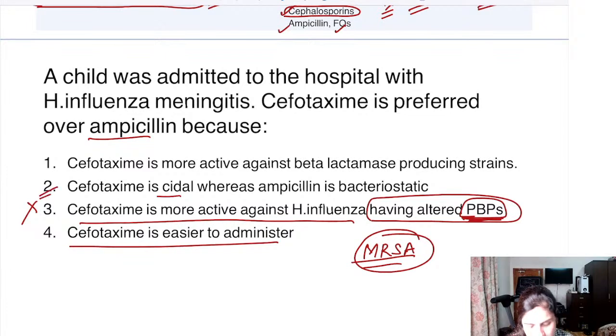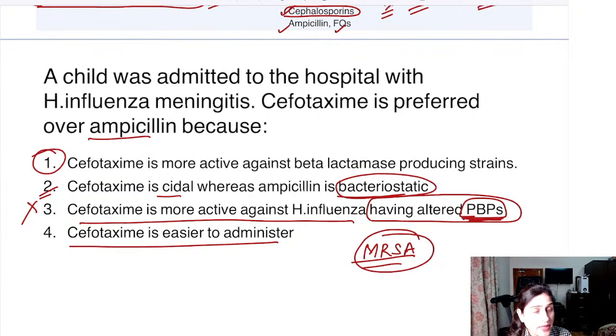The second option is cefotaxime is cidal and ampicillin is bacteriostatic. That is also wrong, because all cell wall synthesis inhibitors, they are cidal. Static, they are not static, they're all cidal. So first option is left with us, which is cefotaxime is more active against beta-lactamase producing strains. That is the correct option, because these cephalosporins work against these organisms which are producing beta-lactamase. Okay, so this is the correct option out of them. Understood? So this is the reason why this is the correct option and not the others.